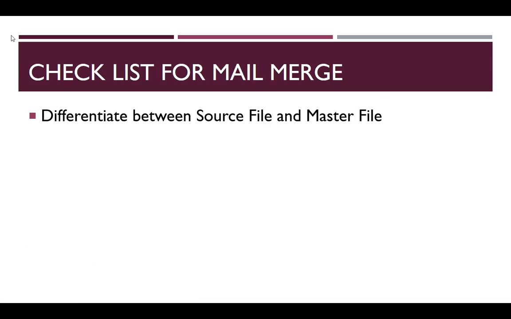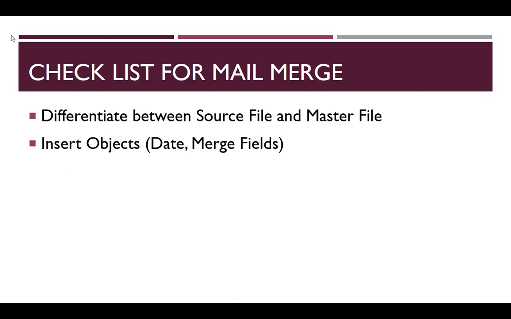So mail merge, you need to differentiate between source file and master file. You learn that your source file is actually a file that is going to be your database, and your master file is that ordinary file that you are going to be using to update with the information from the source file. Your master file contains the field names and all, and you are going to be using it to update it with the information from the database. So you need to know these two files.